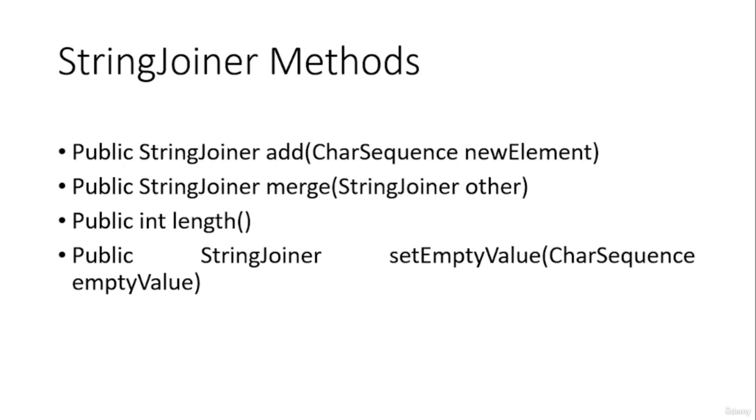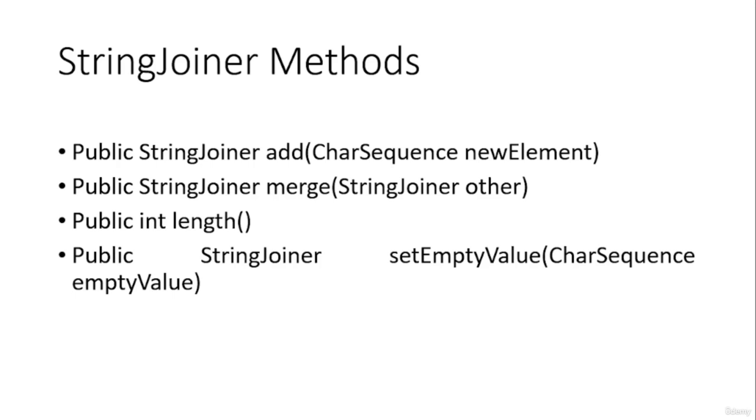The first method is the add method. This method will add a new element into the particular StringJoiner. Next is the merge method. If there are multiple StringJoiners, we can merge their functionality by using the merge method. Next is the length method, which will return the length of the particular StringJoiner. And next is setEmptyValue. If you want to set an empty value for a particular StringJoiner, you can do it using this method.